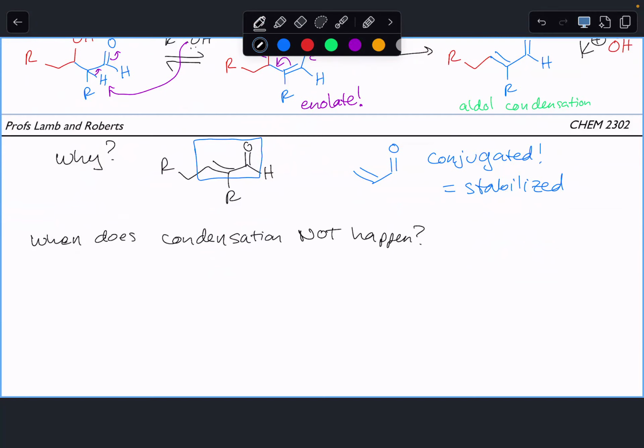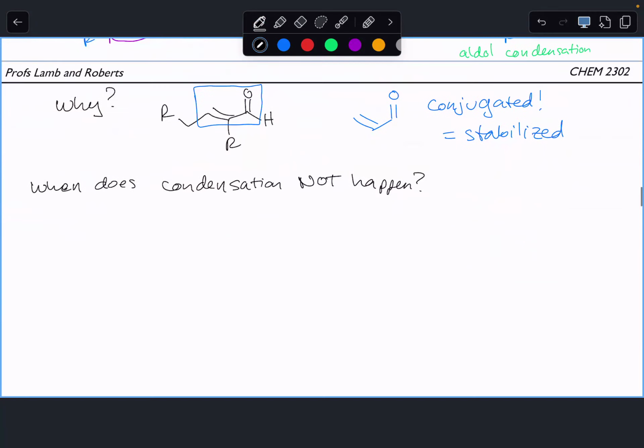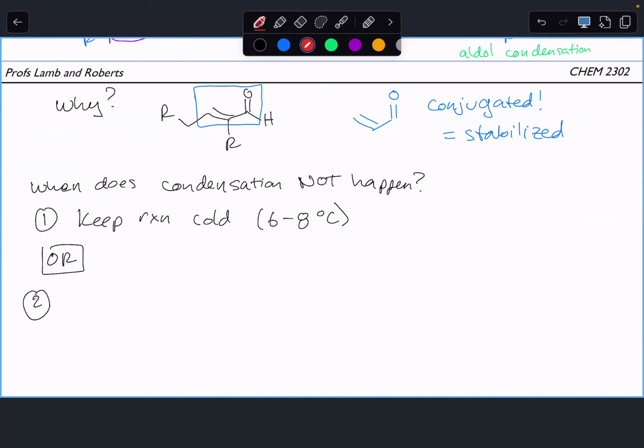So there are two scenarios where condensation does not happen. The first is that you keep your reaction cold. So you specify that you're cooling down your reaction, normally like 6 to 8 degrees C. Could be colder than that, but that's usually what it is. Or if it can't happen. So let's look at an example where we have an aldehyde with only a single alpha proton.